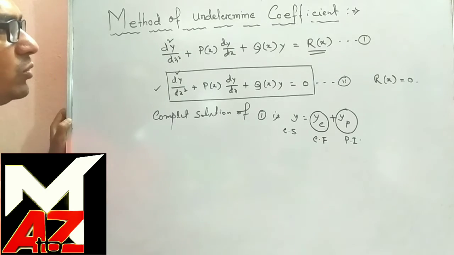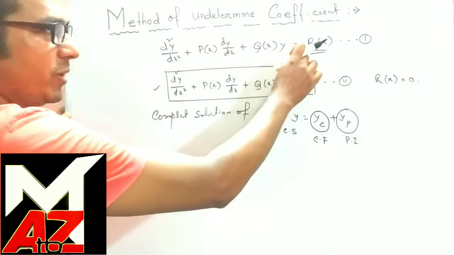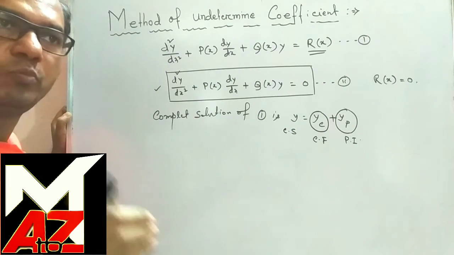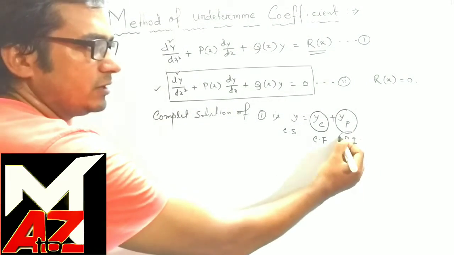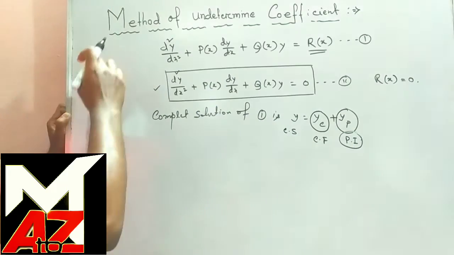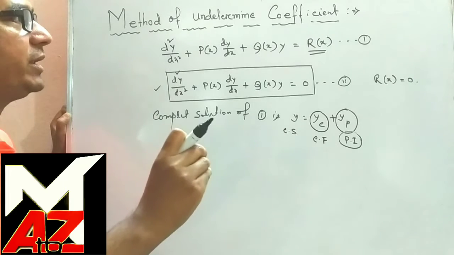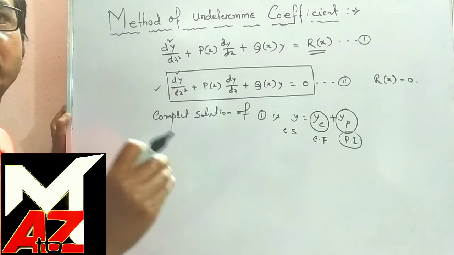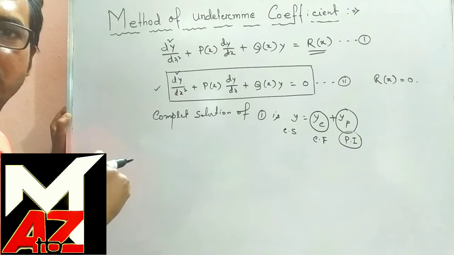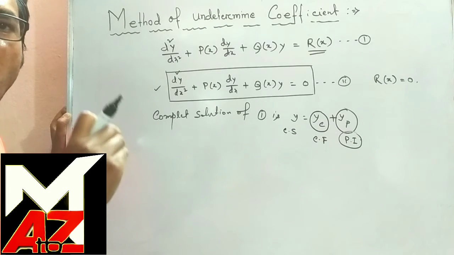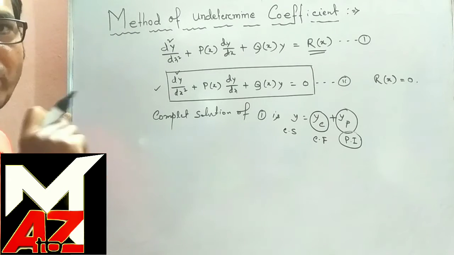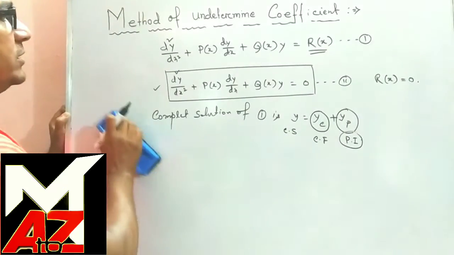Okay. Now, if we take r of x in its proper place, then we have to find the particular integral. And to find the particular integral by the method of undetermined coefficients, what is the working rule? Now I discuss all the rules, the working rule of the method of undetermined coefficients, one by one. Let us see.